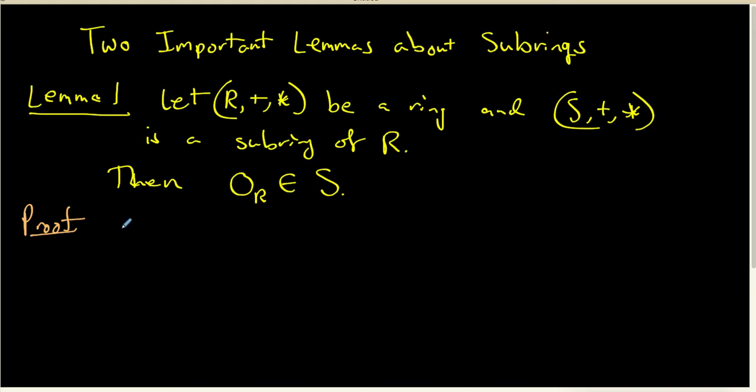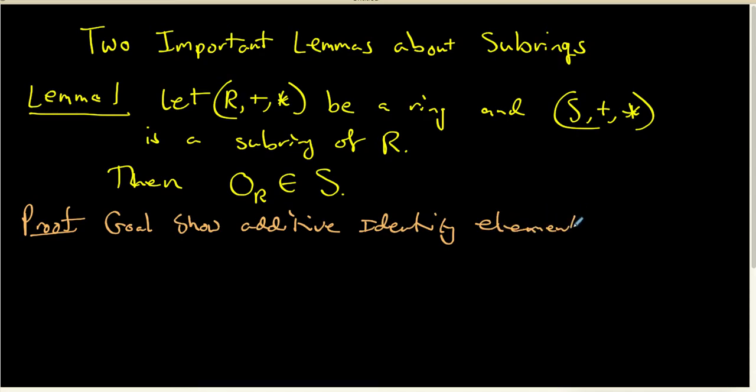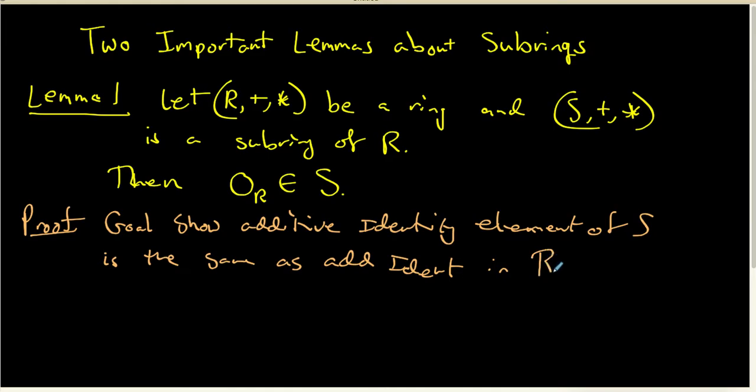Well, first of all, I want to think about what our goal is. Our goal is to show that the additive identity element of the subring is the same as the additive identity in the big ring R.